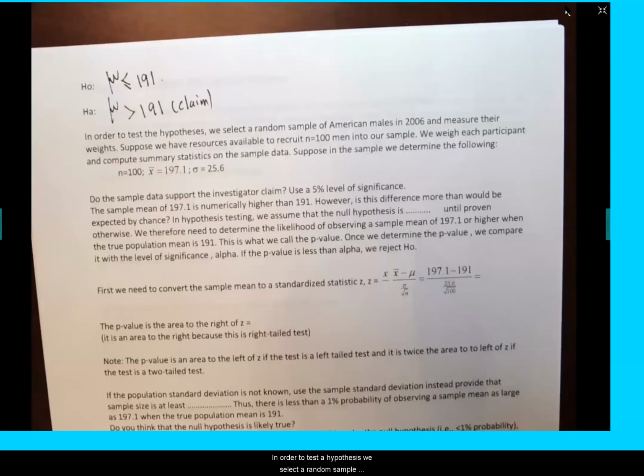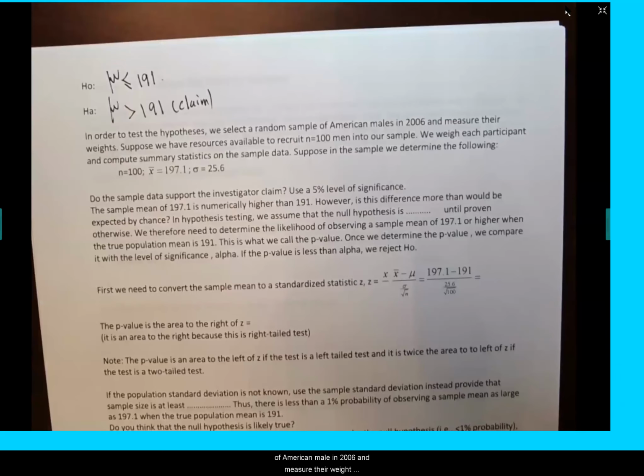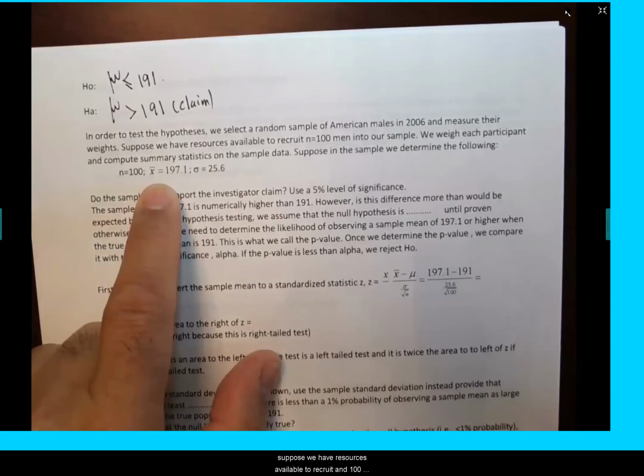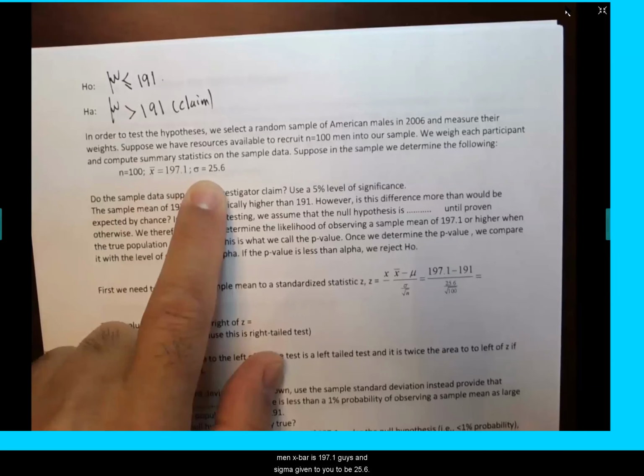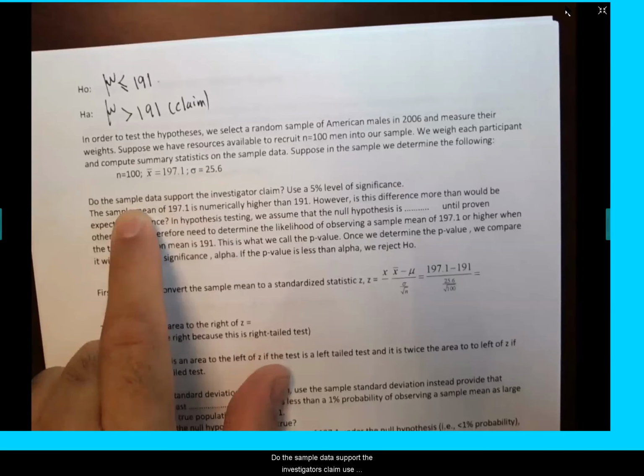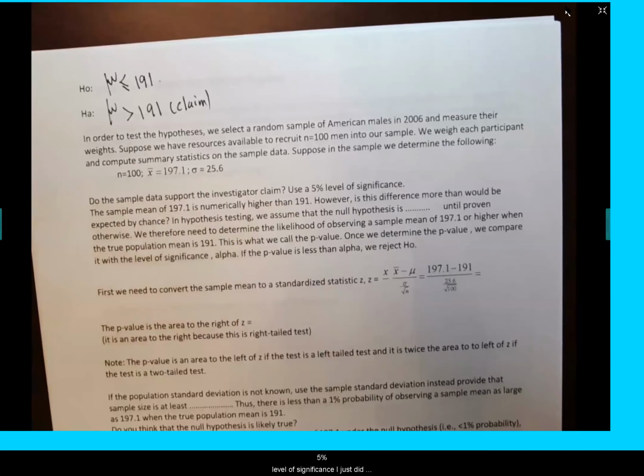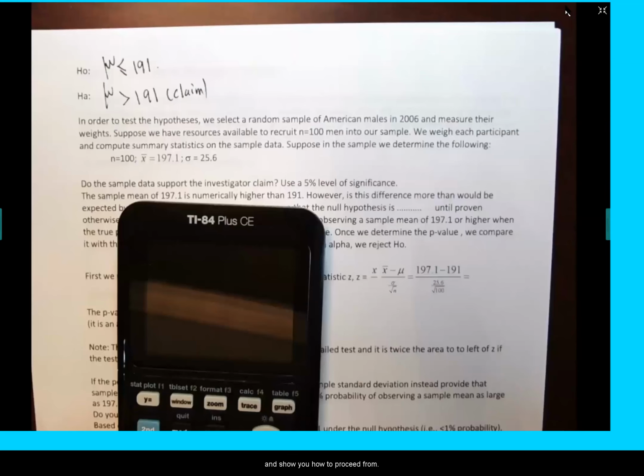In order to test the hypothesis, we select a random sample of American males in 2006 and measure their weight. Suppose we have resources available to recruit n equals 100 men. X bar is 197.1, guys, and sigma is given to you to be 25.6. Do the sample data support the investigator's claim? Use 5% level of significance. I just did a lot of wording explanation, guys, but I'm just going to get to it right away here. So I'm going to go to the calculator and show you how to proceed from there.